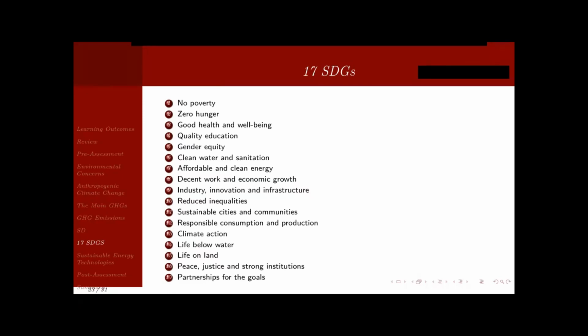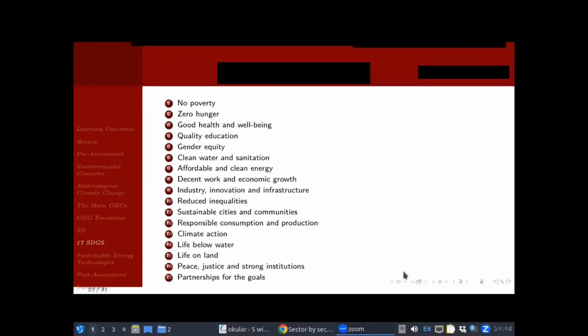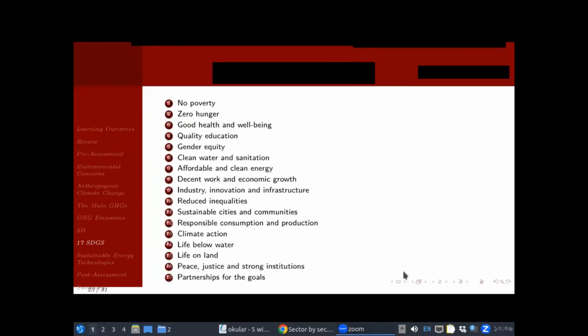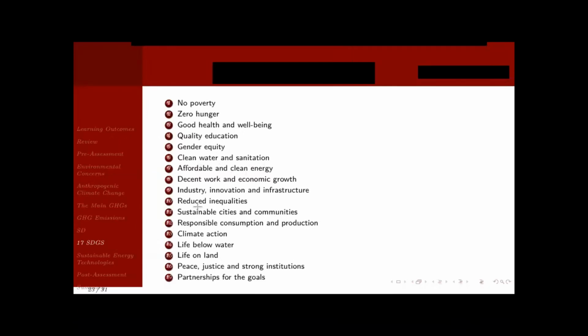Okay, who wants to try? Okay, Rauzin, I don't know whether I'm pronouncing your name correctly. Yes, sir. Please go ahead. 7, 9, 13. So you're talking about affordable and clean energy, industry, innovation, infrastructure, and climate action. Thank you, Rauzin. I will give you my feedback later on. Afia. Sir, 8, 11, 14, 15. Okay, thank you.